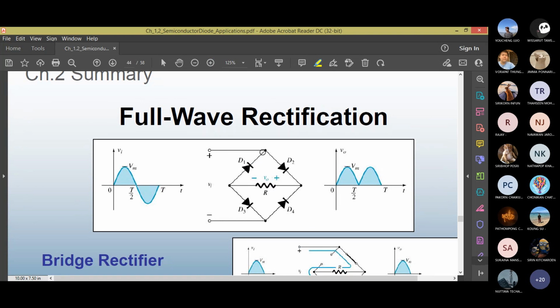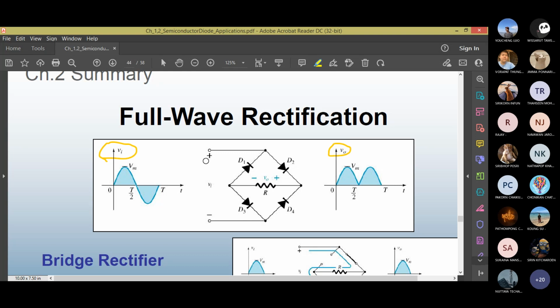See how the diodes are connected, D1, D2, D3, and D4. Then you have the load resistor R between the free nodes, and the output voltage is taken from across the resistor. So this is the V out that is showing across the resistor. And you have V in.